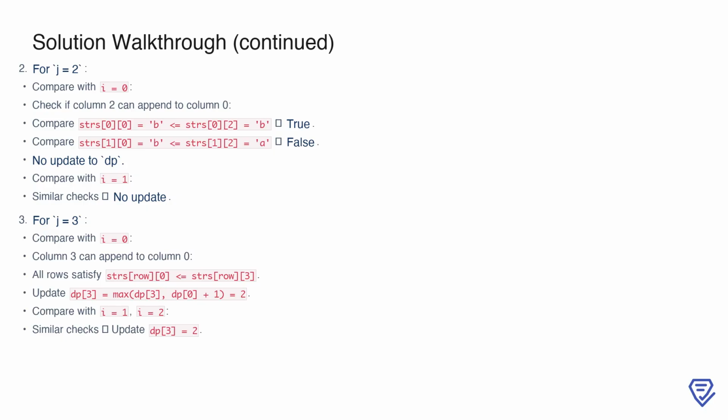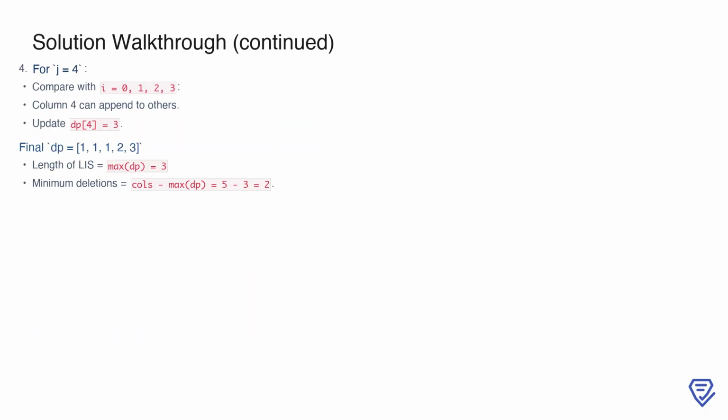Here, both rows satisfy the condition for maintaining lexicographical order, so column 3 can append to column 0. We update dp3 to max(dp3, dp0 + 1), giving dp3 equals 2. Further comparisons with columns 1 and 2 similarly confirm that column 3 can append, so dp3 remains 2.